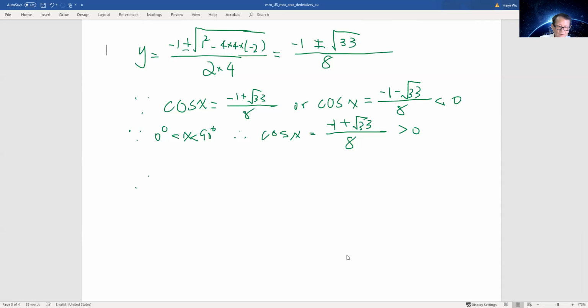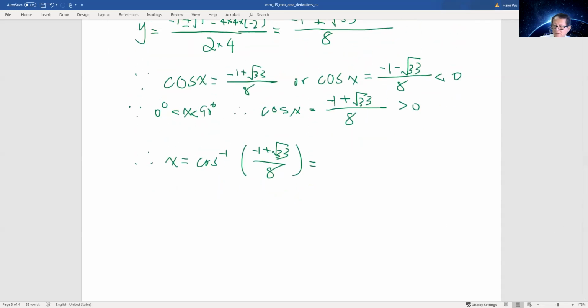Therefore x equals cos inverse of negative 1 plus square root 33 divided by 8. This gives us x is 0.9359 radian. So we're using radians.